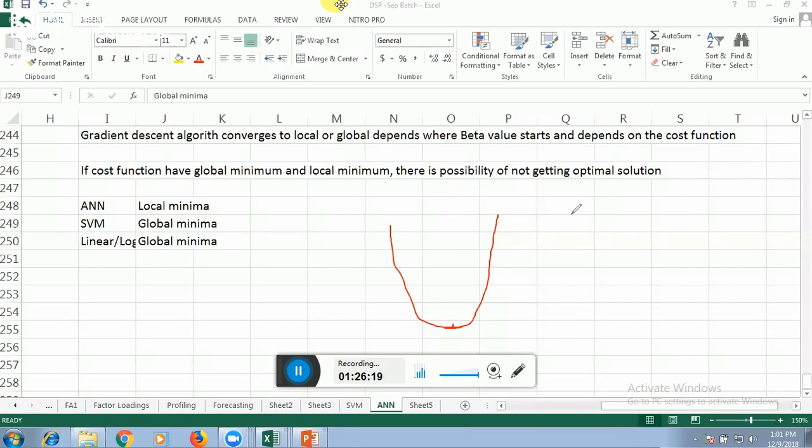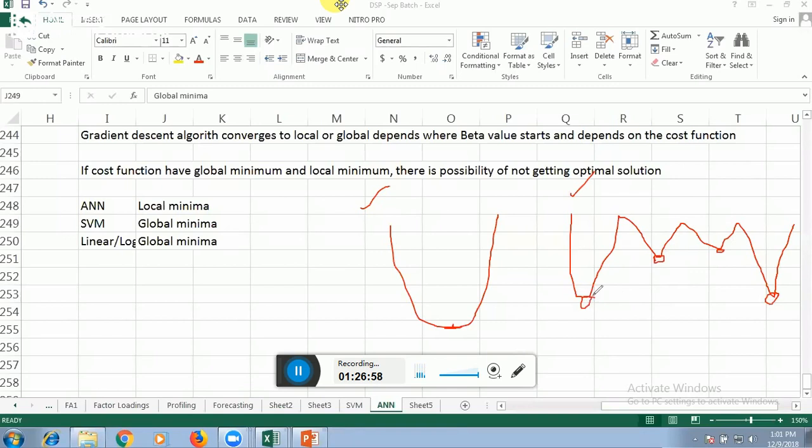But suppose some cost functions give different values. We call the cost function a curve. Suppose this is the cost function for a different algorithm, for example ANN, while this one was linear regression. The cost function looks like this in terms of the curve. So in this case, you have some minimas. How many minimas do you have? 4 minimas. This is one minima, this is one minima, this is one minima, and this is one minima.